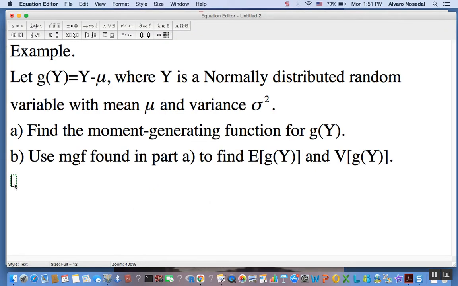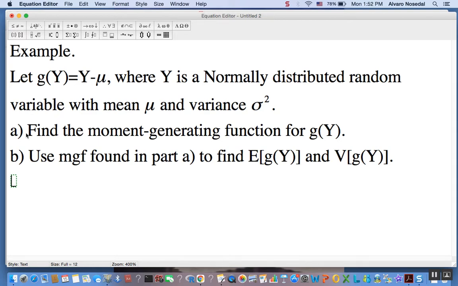So this is the example I would like to discuss. Okay? So as you can see, we have a transformation. We have an original random variable, y, that is normally distributed with mean mu, a Greek m, and variance sigma squared, a Greek s squared. Okay, but then, based on y, we transform it a little bit, right? We shift it. So we remove the mean. We want to see what happens when we do that transformation.